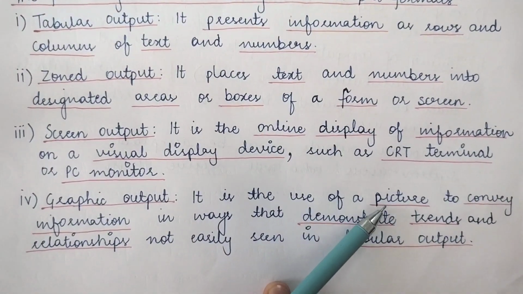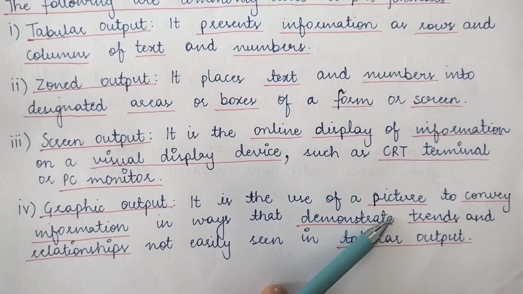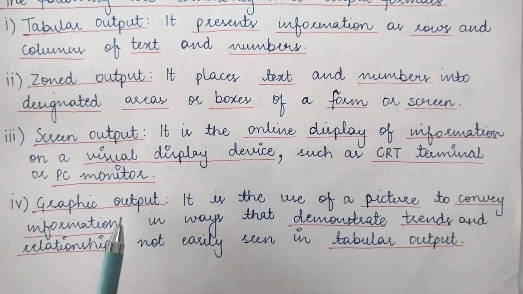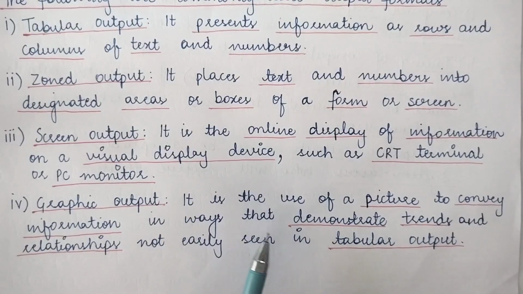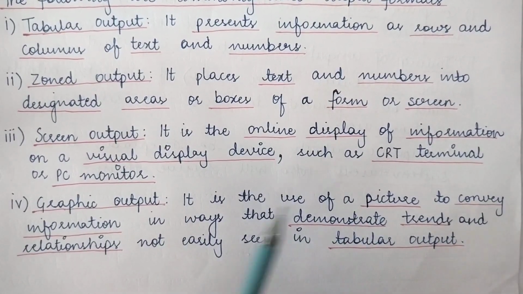Then the fourth method for implementing outputs is graphic output. Graphic output means presenting the output graphically. That means not as text or numbers but through pictures. So it is the use of a picture to convey information in ways that demonstrate trends and relationships not easily seen in the tabular output.